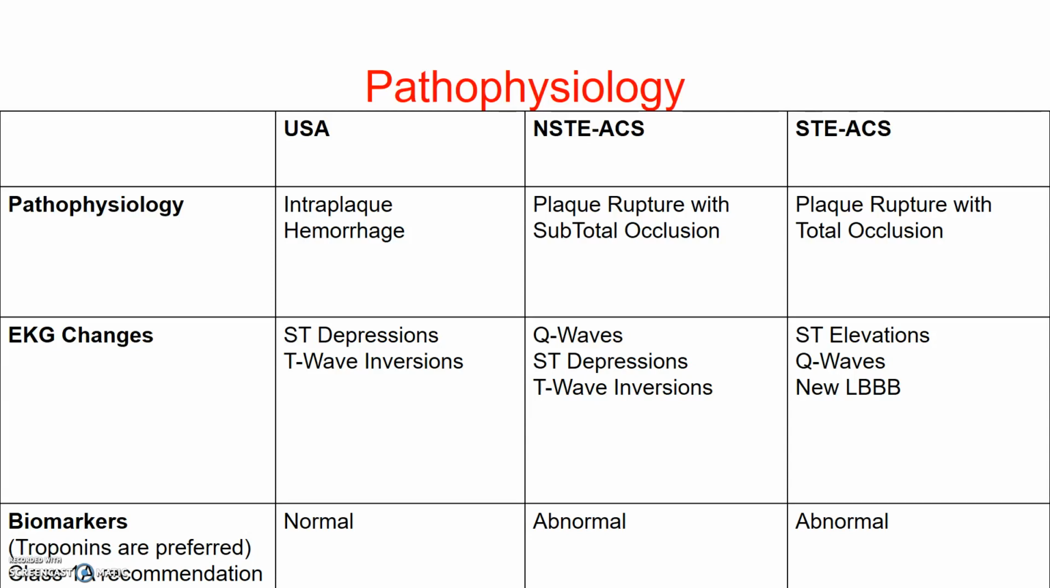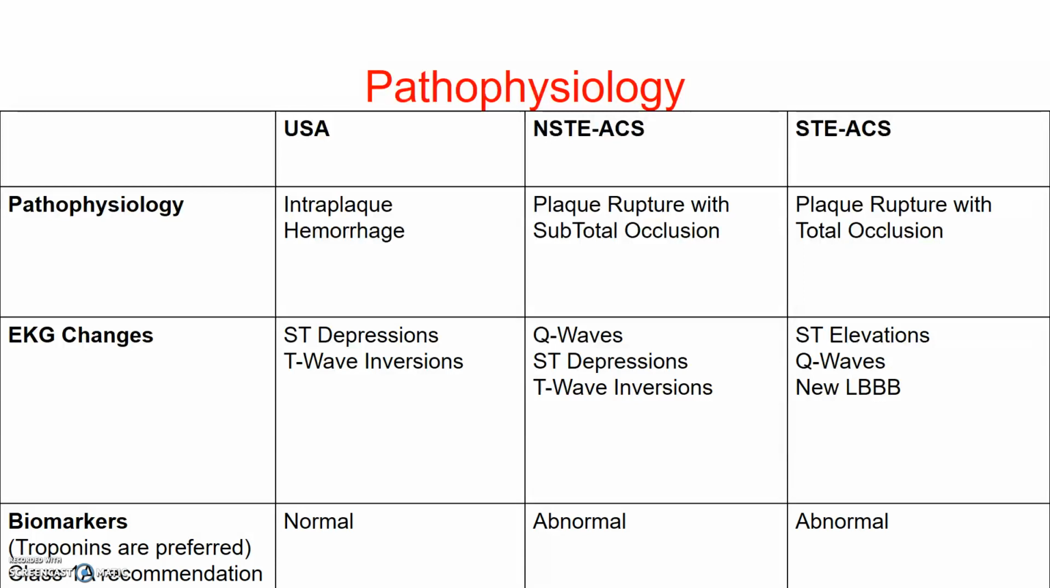Initially looking at the pathophysiology, the spectrum of acute coronary syndromes includes unstable angina, non-ST elevation acute coronary syndromes, and ST segment elevation acute coronary syndromes. The pathophysiology is on a continuum. Initially in unstable angina, it involves intraplaque hemorrhage, whereas in non-ST elevation MIs, it is due to plaque rupture with subtotal occlusion of the coronary artery. And in ST elevation MI, it is a more fulminant pathophysiology, which is plaque rupture with total occlusion.